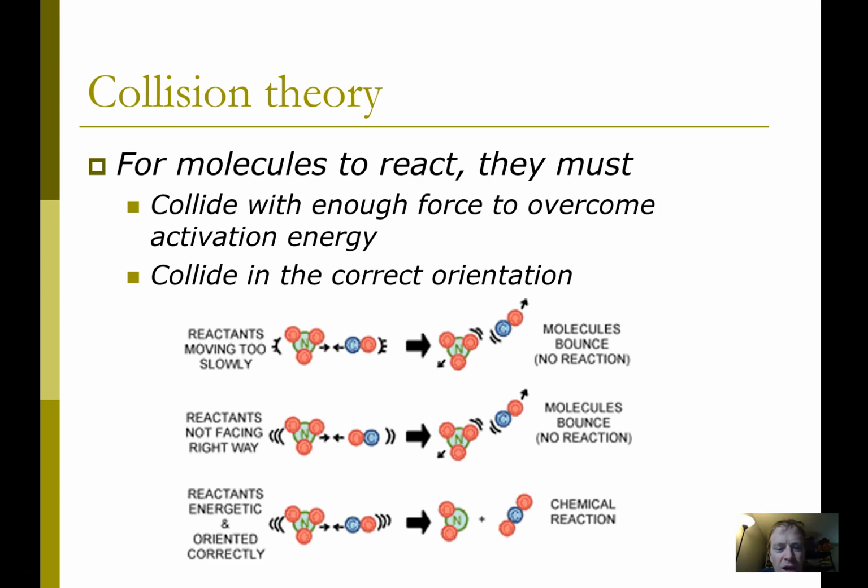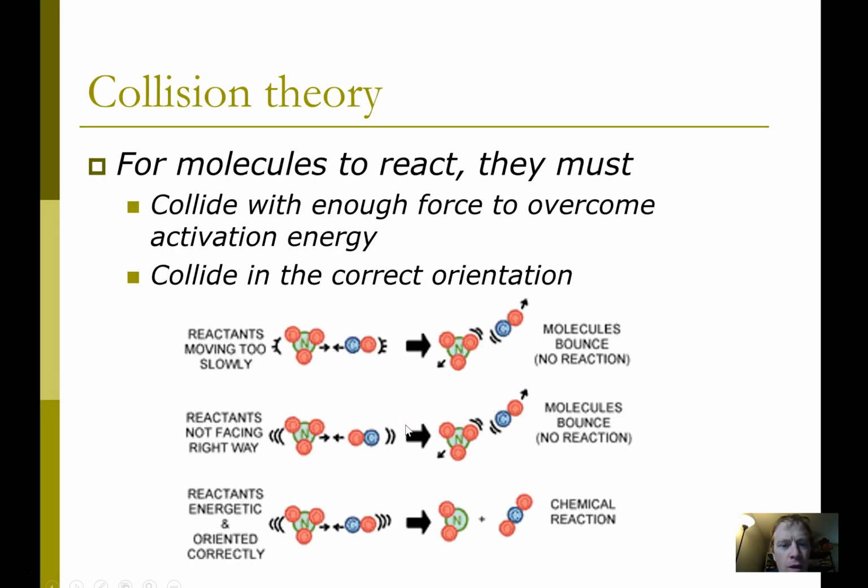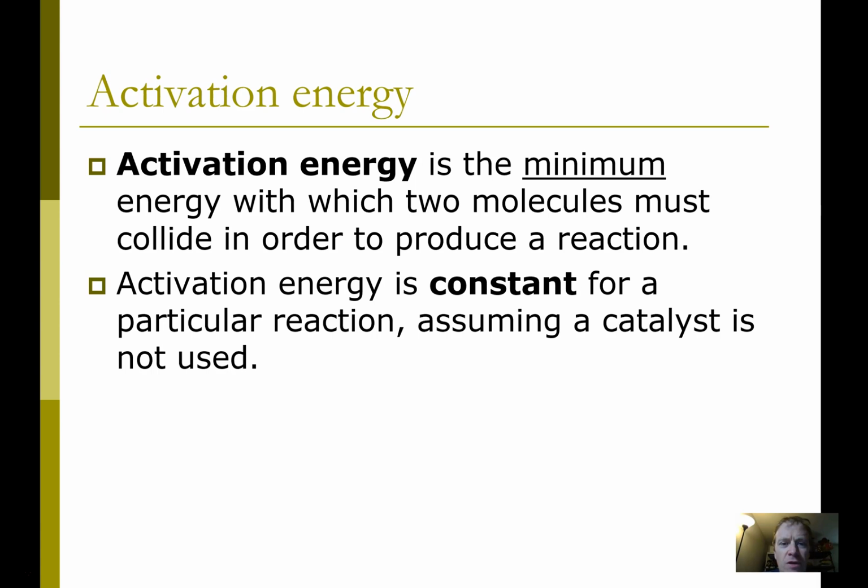And they also must collide in the correct orientation. So not every collision necessarily is going to produce a chemical reaction. They might collide too slowly, or they might not be facing the right direction. Like, for instance, maybe the carbon has to be facing this little thingy over here and not the oxygen. But if everything lines up, if they collide with the right orientation and with enough activation energy, we can get a chemical reaction. So that's the two major pieces of collision theory.